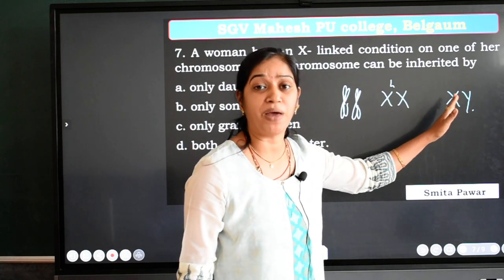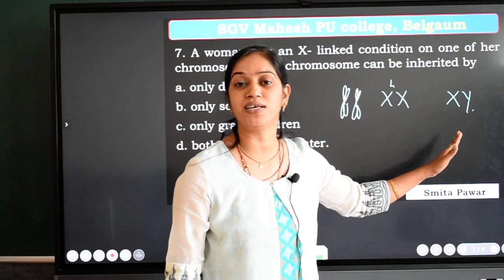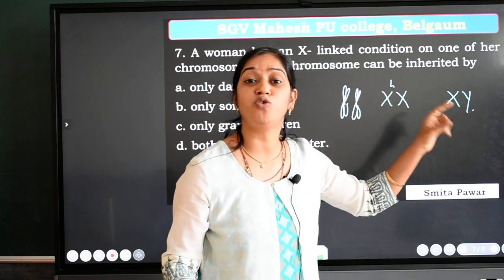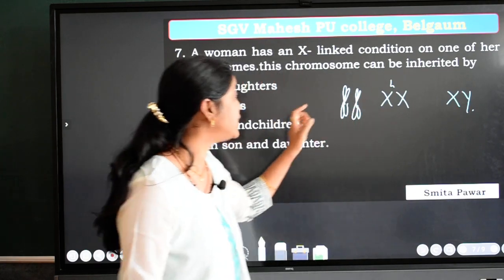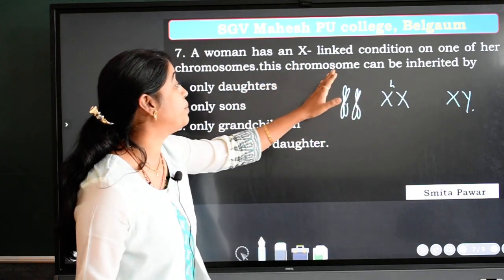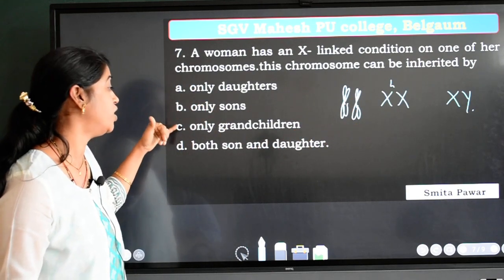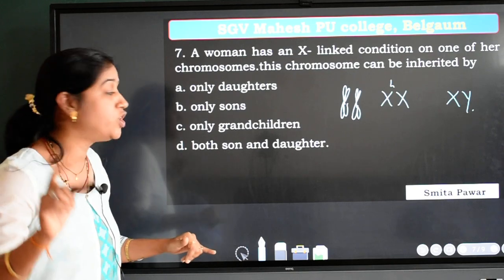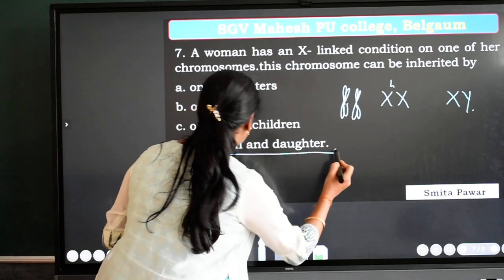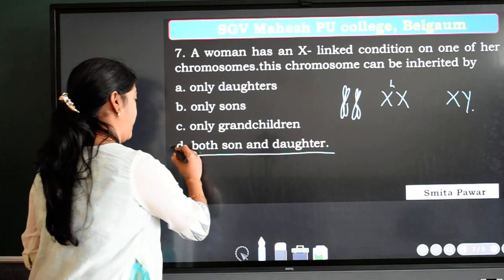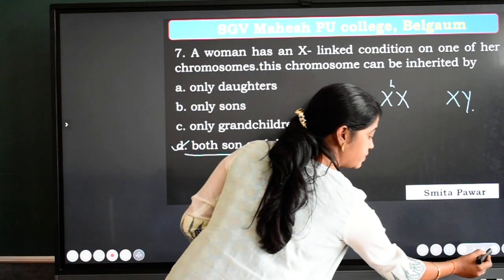When it comes to men, they give the X chromosome to the daughter only and the Y chromosome to the son only. So in this case, the X chromosome can be inherited by only daughters, only sons, only grandchildren, or both son and daughter. When it comes to the female, it can happen through the son as well as the daughter. So the answer is D. Next.